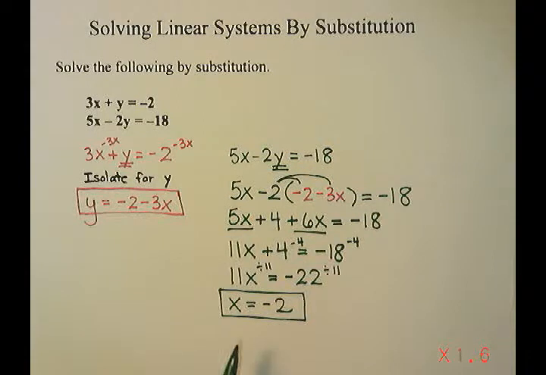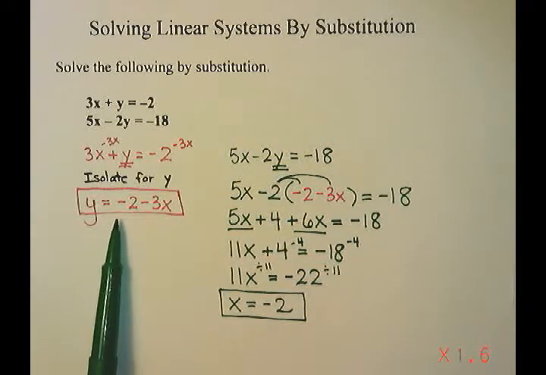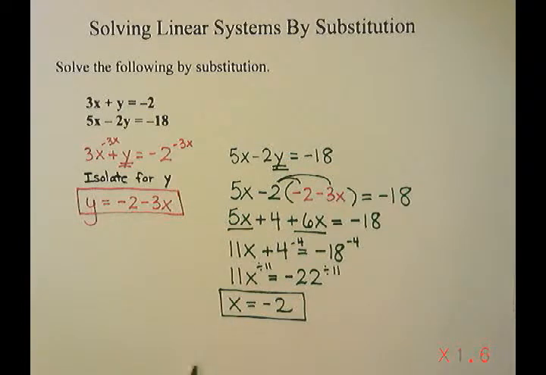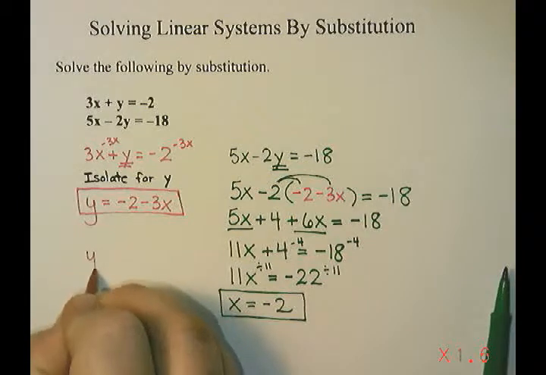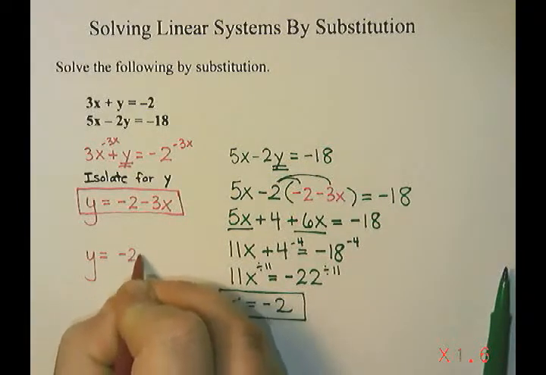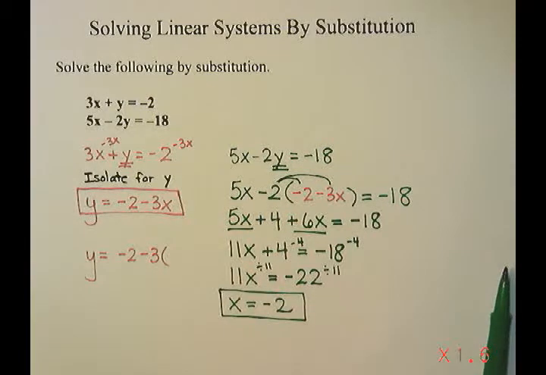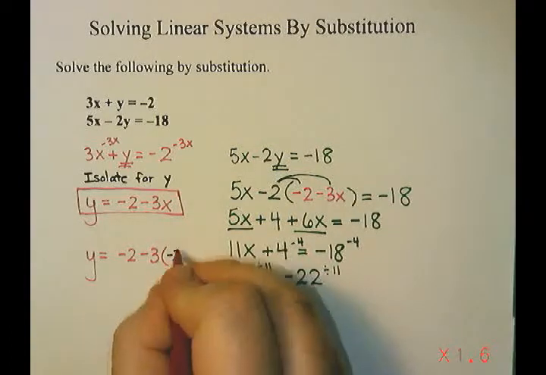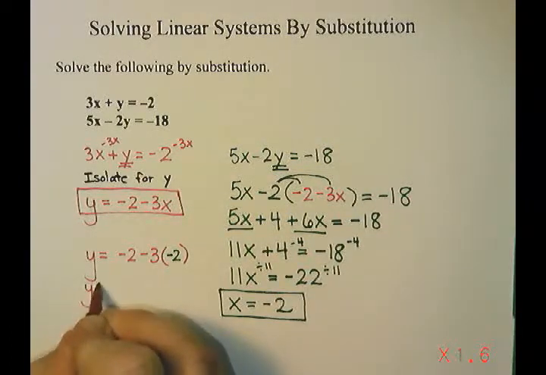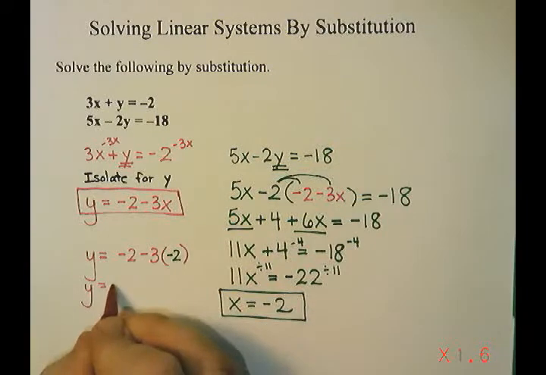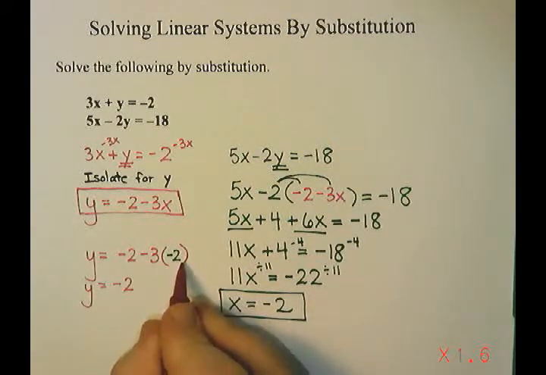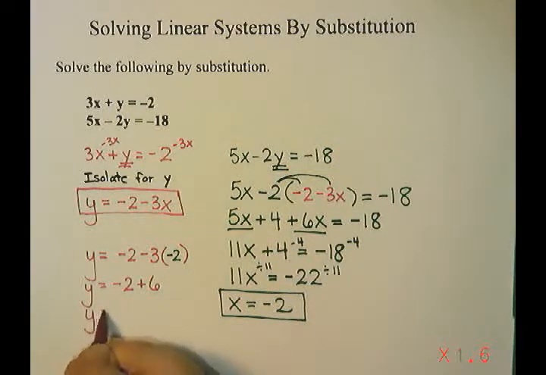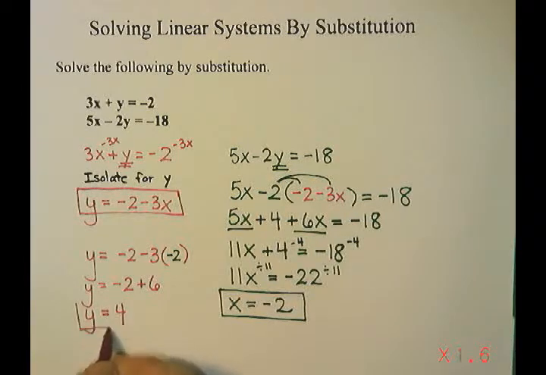So I still need to figure out what the y part is. So I'm going to come back over to this equation here, and everywhere I see an x, we're now going to put in -2. So I have y equals -2 minus 3 times, and instead of x, we're going to put in our answer of -2. And then this is just order of operations. I'm going to multiply first. So I leave that -2 alone. -3 times -2 is +6. And then -2 plus 6 is +4.